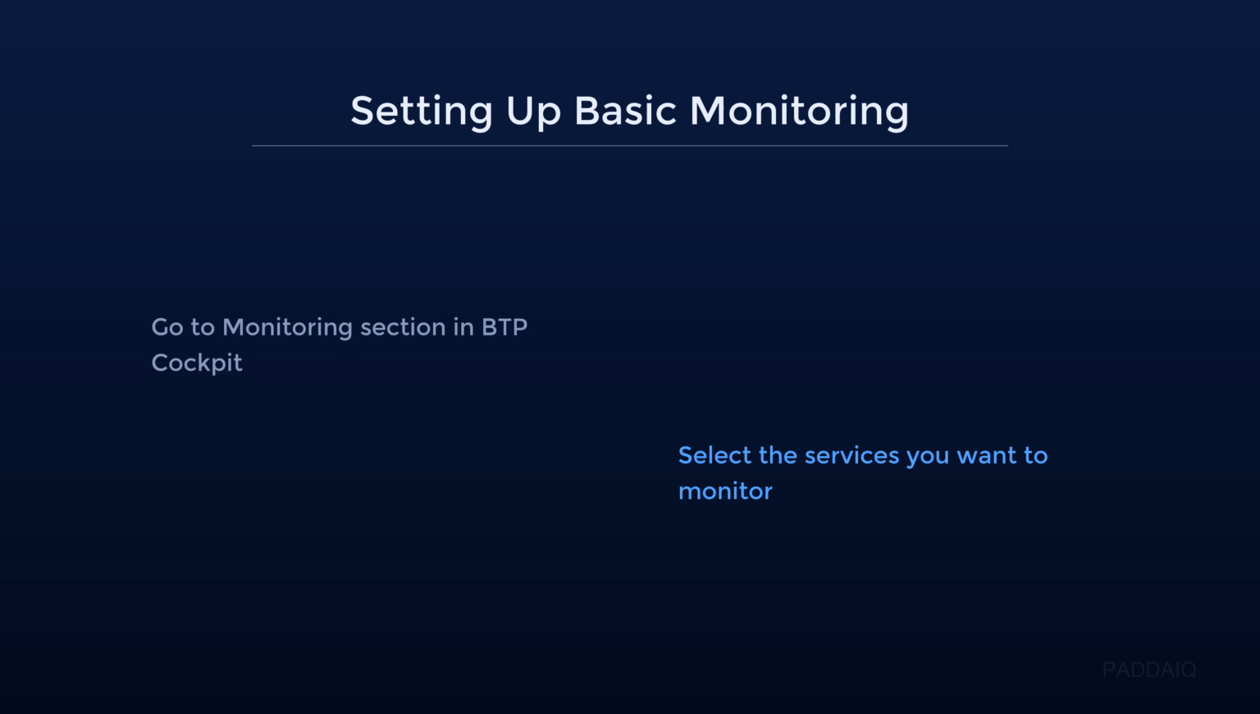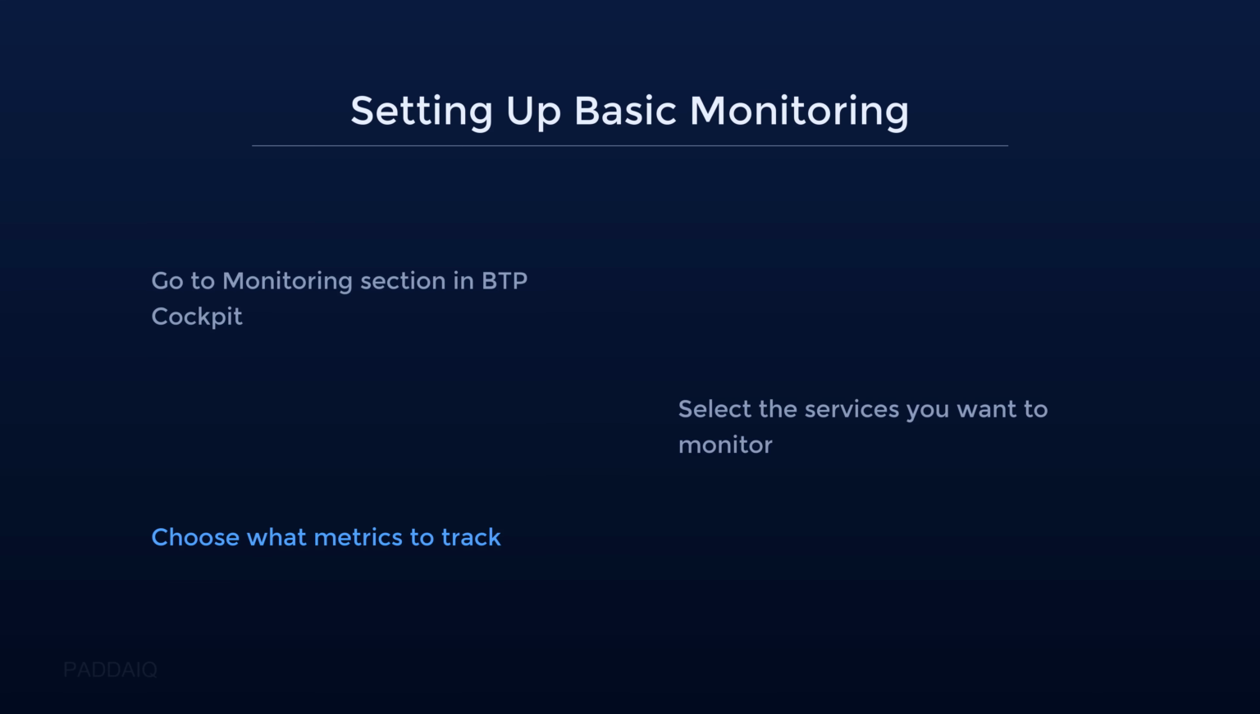Select the services you want to monitor. This means choosing which specific SAP BTP applications or components you will track for performance and health. For instance, if you have a sales app and a database running, you might only monitor the app. This focused selection ensures you efficiently manage only what matters most.